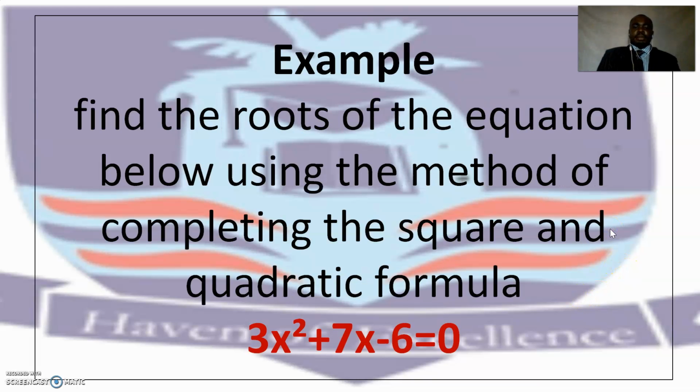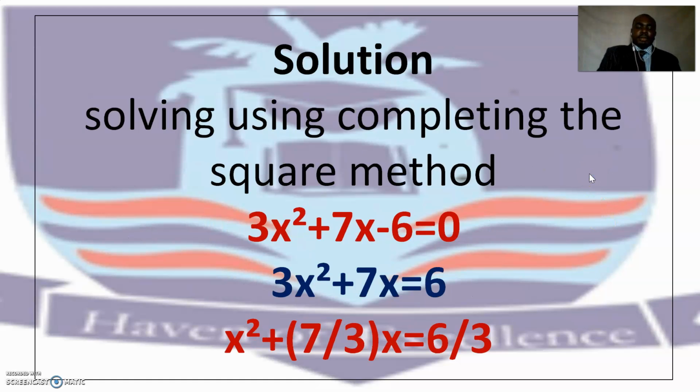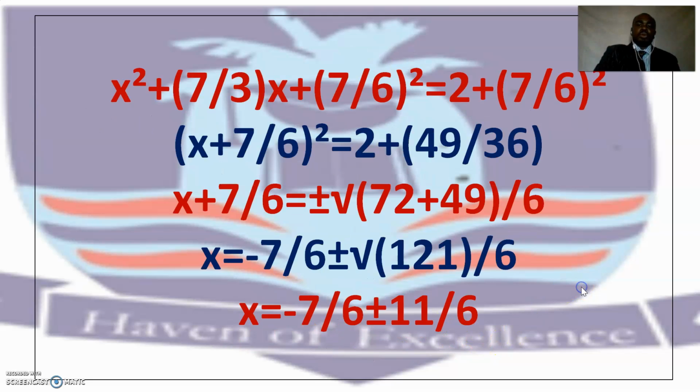Now, for an example, let's use both methods to solve the equation 3x squared plus 7x minus 6 equal to 0. Using completing the square, our first step will be to eliminate the a or the c. In this case, we decide to eliminate the c first by moving it to the other side of the equal to sign, having 3x squared plus 7x equal to 6. Then divide through by the coefficient of x squared. So we have x squared plus 7 over 3 x equal to 6 over 3. 6 divided by 3, of course, gives us 2.